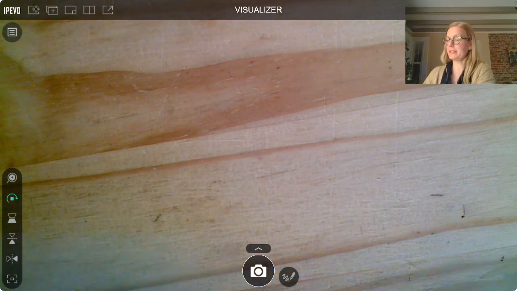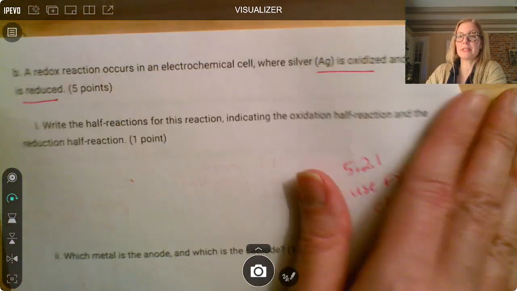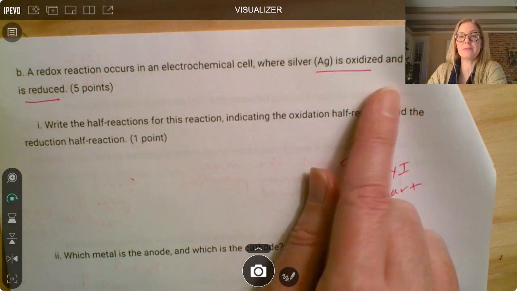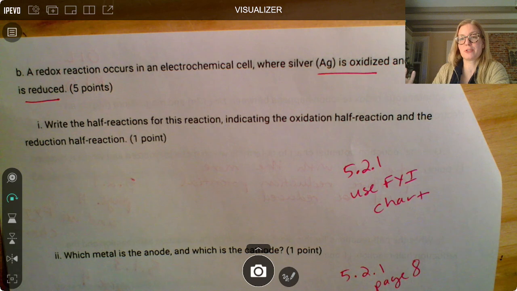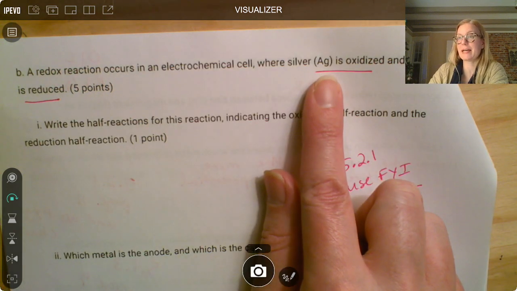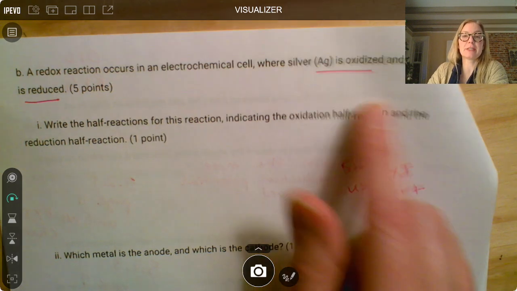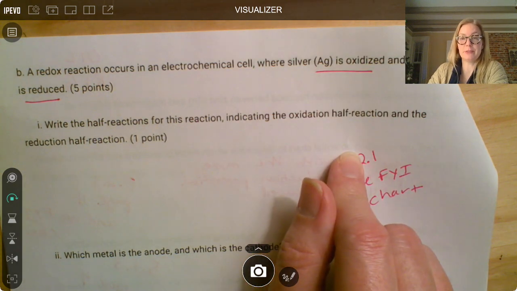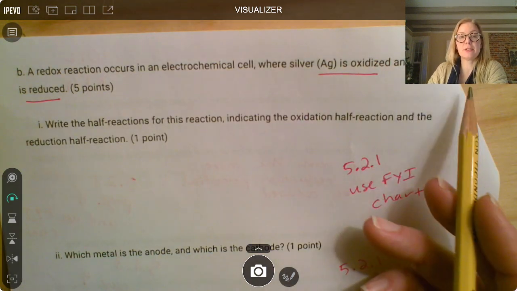And that's what we have here, okay? So for part B, it's silver and nickel, and they're telling you that silver is oxidized and nickel is reduced. And you'll notice that doesn't match the chart because silver actually has the more positive reduction potential from the chart. So this shouldn't happen this way, but it's a non-spontaneous reaction. It requires an input, okay? So they're telling you silver is oxidized, and they're telling you nickel's reduced.